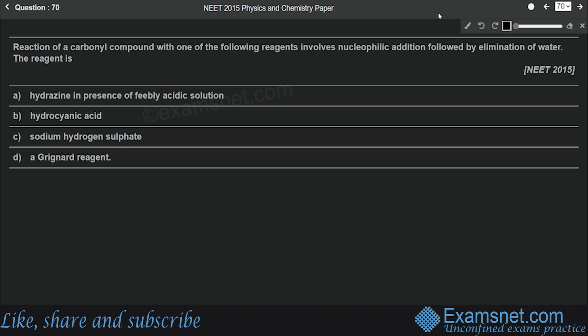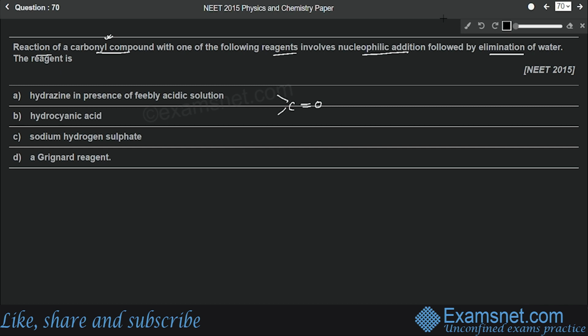Question number 70 is from the chapter Aldehydes, Ketones and Carboxylic Acids. And the question is, reaction of a carbonyl compound with one of the following reagents involves nucleophilic addition followed by elimination of water. The reagent is, okay. So we have a carbonyl compound, carbon double bond oxygen, okay. And it will react with one of the reagents and the reaction will involve elimination of water, okay, and it will be a nucleophilic addition reaction.